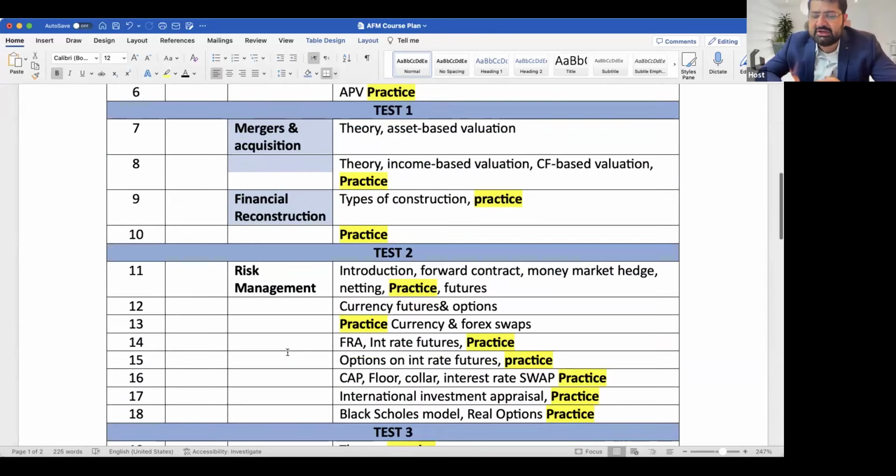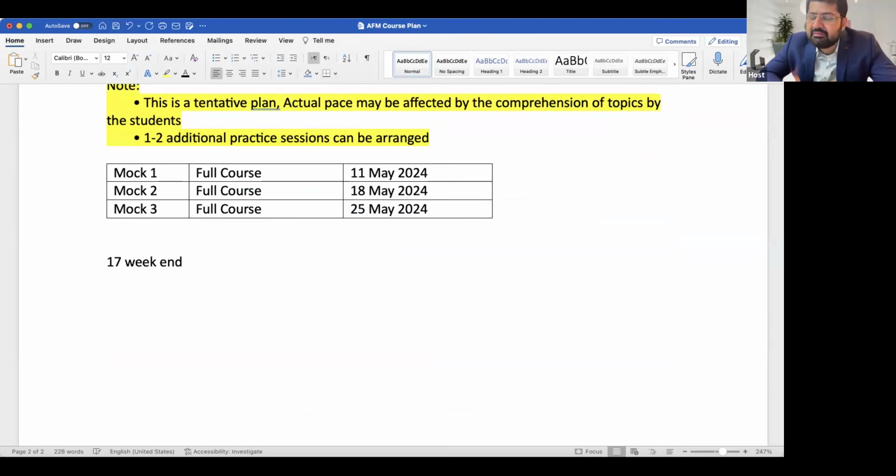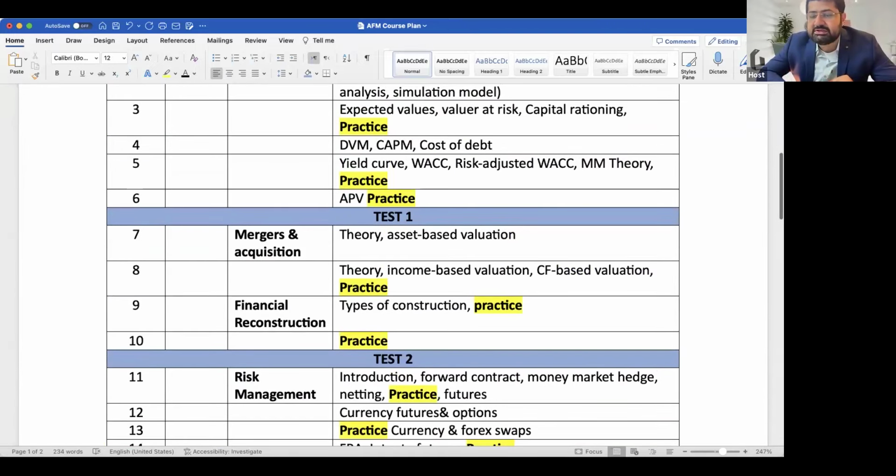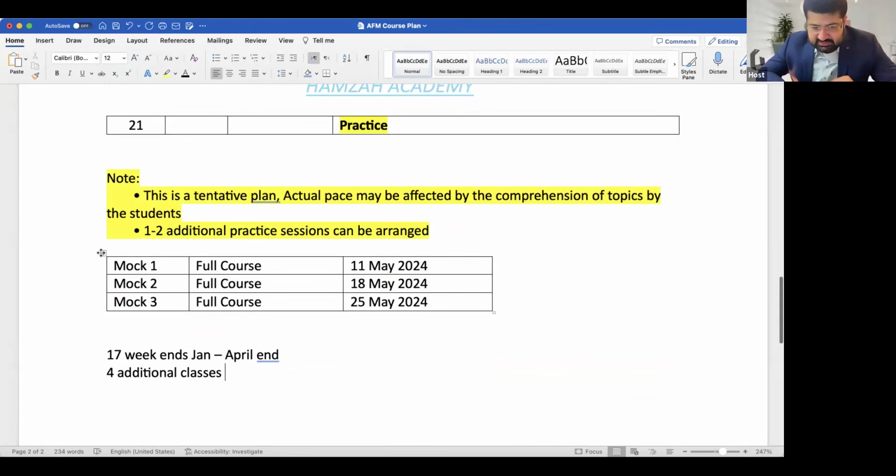I have planned 21 lectures. And if we count Sundays from today till the end of April, there are basically 17 weekends, from January to April end. I want to complete your syllabus by April end. So we need 4 additional classes. And you see here, there are 3 tests scheduled: Test 1, test 2, and test 3. And then I will be arranging mocks, full course mocks.